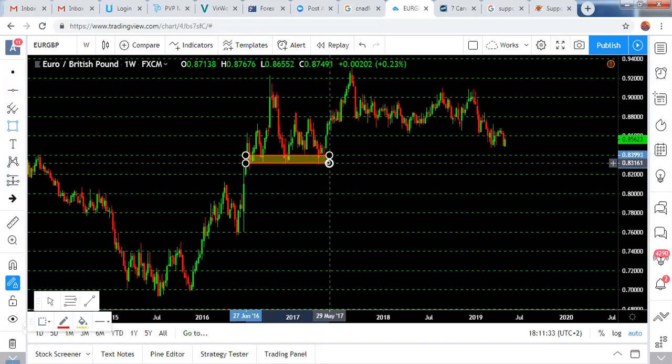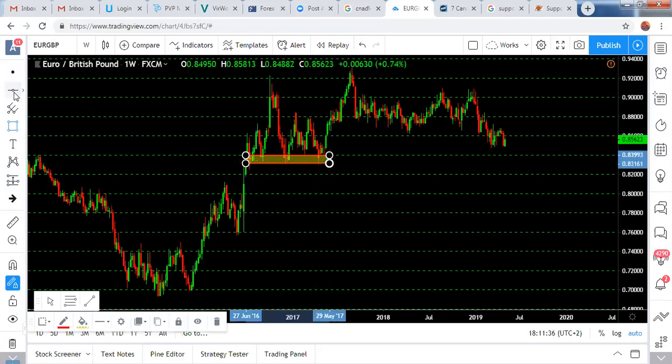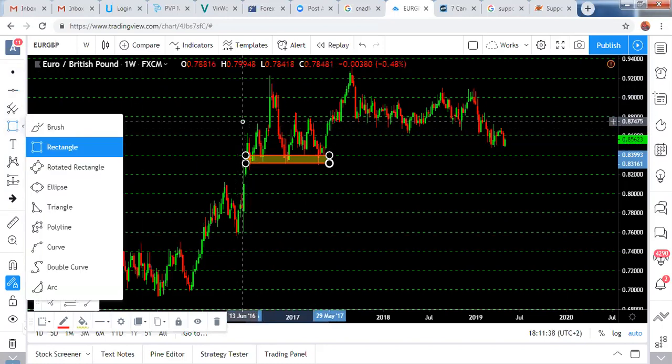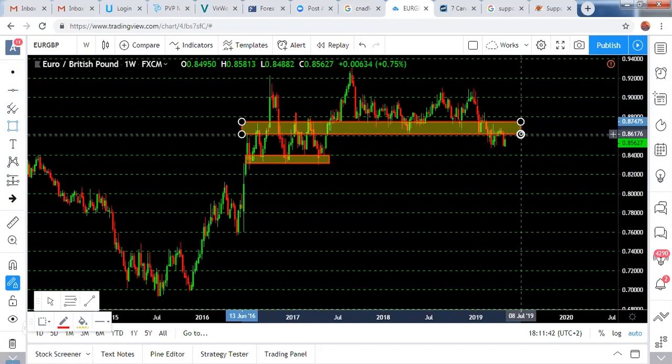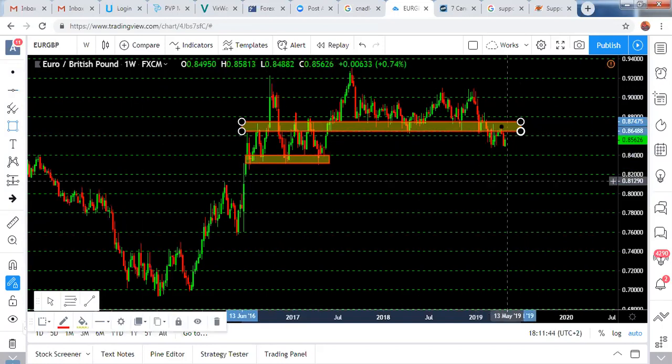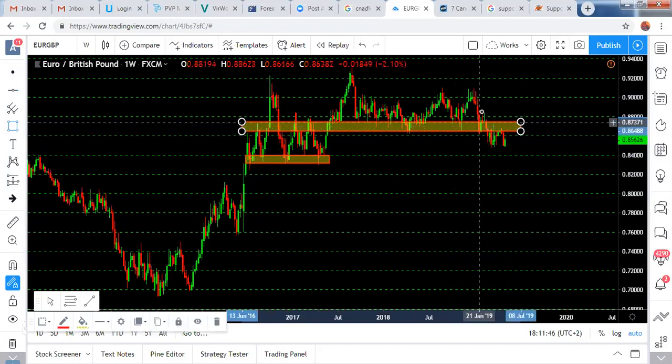My eyes are showing me that price is always touching around this level. You see, if I come up here, I'll make another visual line. You see that price is always touching above this level. So what very critical information are you seeing here?